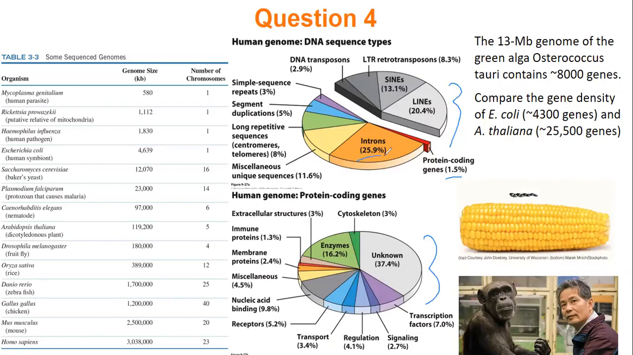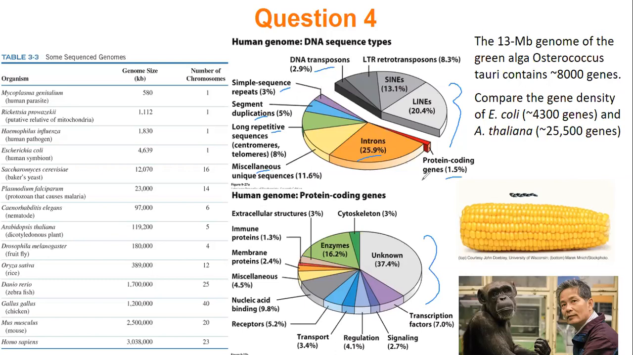It's amazing, 25.9% of our genome is just strictly introns, right? And we have some transposons. Transposons are things that are making DNA move around in our genome. We just have duplications, simple repetitive sequences, miscellaneous unique sequences, these LINEs and SINEs that we might touch on a little bit later in the semester. But yeah, it's really surprising when you look at it. Most of the DNA in our body does not encode for protein.